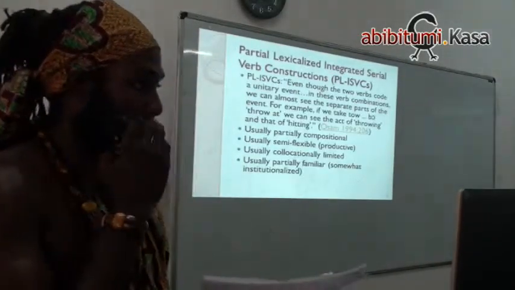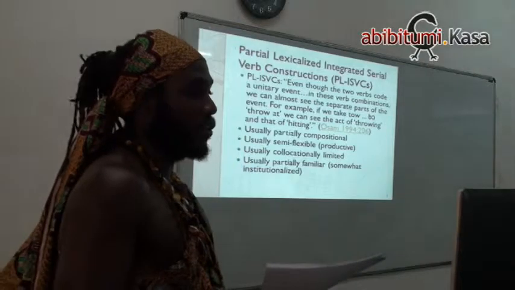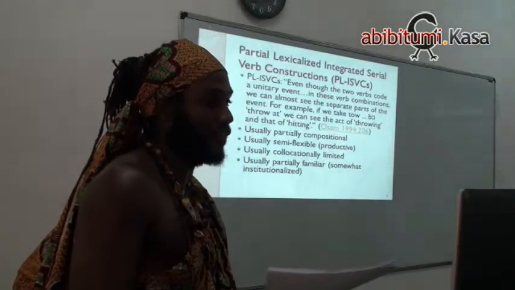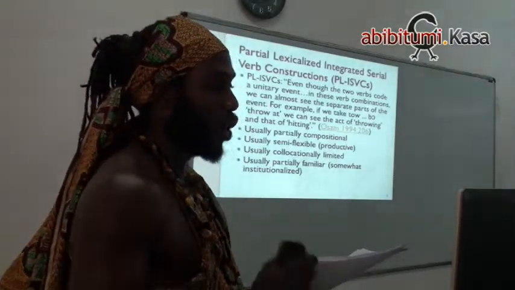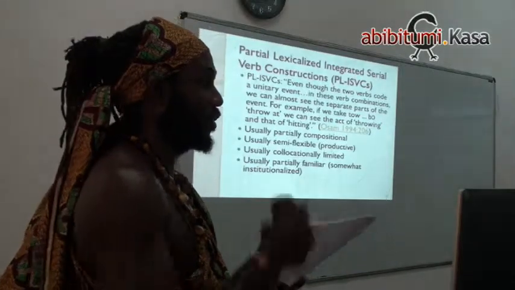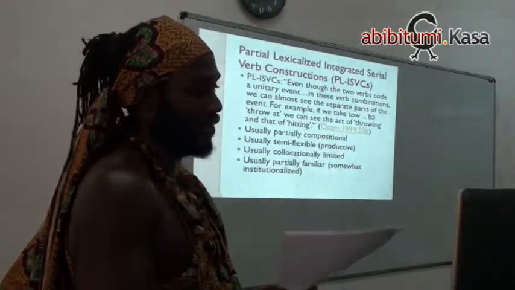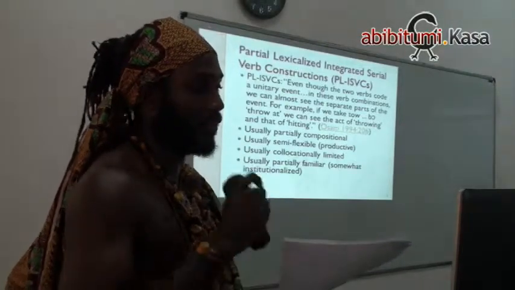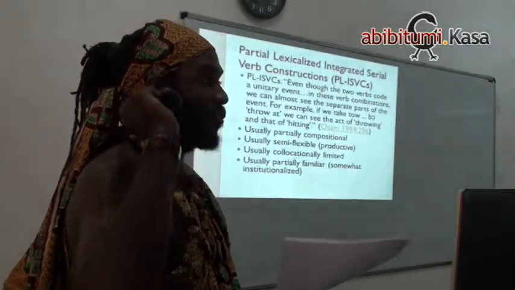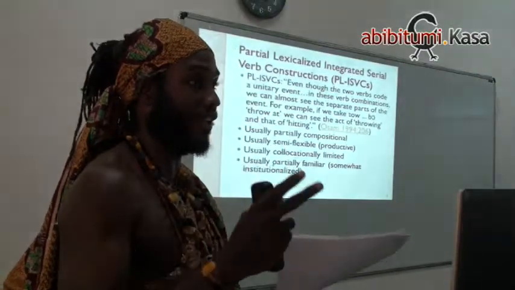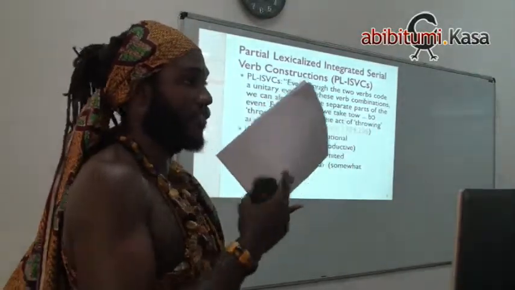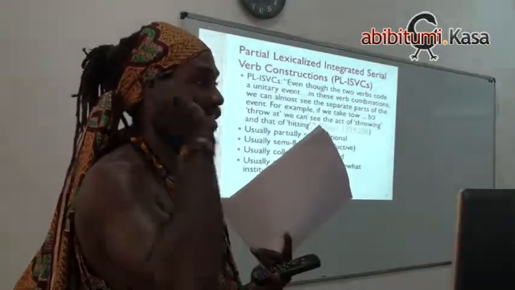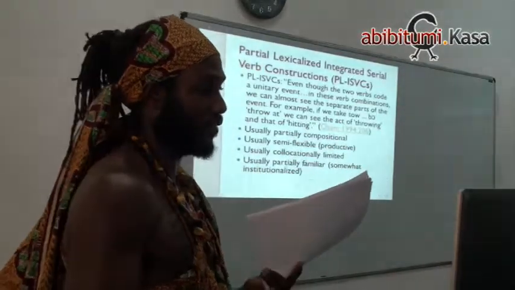Let's look at those same factors for partially lexicalized SVCs. Even though the two verbs code a unitary event, in these verb combinations we can almost see the separate parts of the event. So this is a separate type of SVC. For example, if we take to and bo, to throw at, we can see that act of throwing in it, we can see that act of hitting, even though it's seen as a unitary event, like there was an intentionality in throwing the stone at someone.